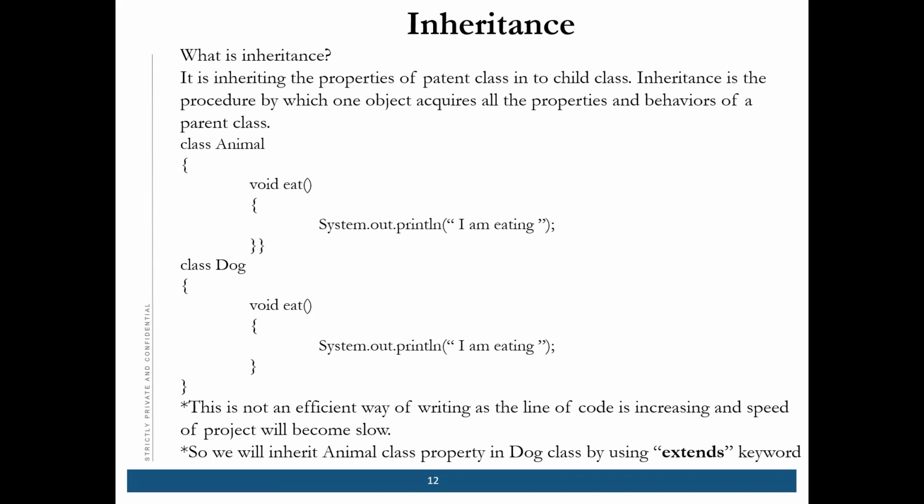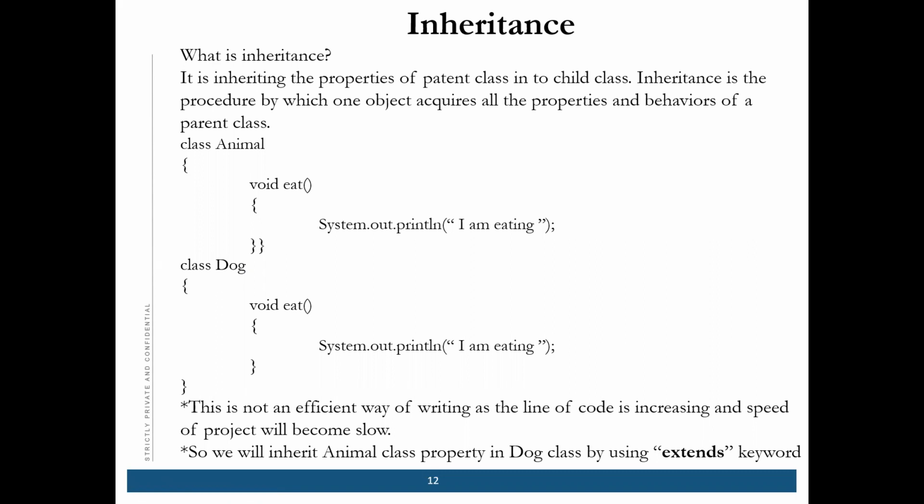Okay. So inheritance is to inherit the property of parent into child class. Inheritance is the procedure by which one object acquires all the properties and behavior of the parent class. Suppose we are writing one class animal and we are writing one class dog. So we have the same method in both the classes. So this is not a good way of writing a program.